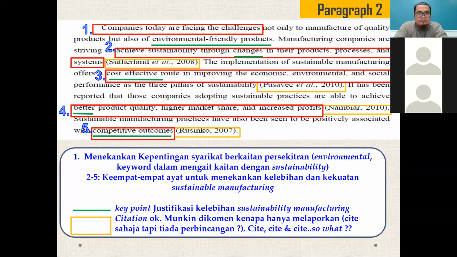Okay, first thing first, they highlight how that is a very significant, important environmental for sustainability research. Okay, regarding this part also, point number 2, sorry, sentence number 2 to 5, to highlight the strengths, the benefits if the company applies sustainable manufacturing. Okay, that this second paragraph.